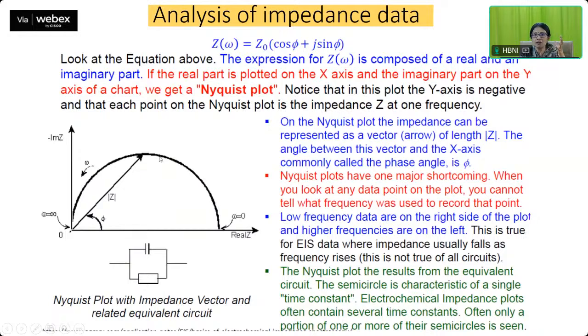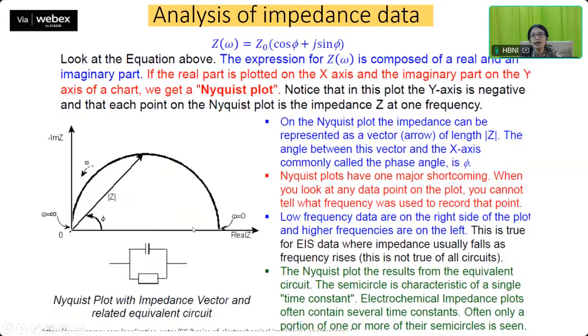So please remember, every point over here is the impedance you are getting at that particular frequency. On the Nyquist plot, the impedance can be represented as a vector or an arrow of length modulus Z. The angle between this vector and the x-axis is nothing but your phase shift, or phase angle, called phi. Now please remember, Nyquist plots have one major shortcoming.